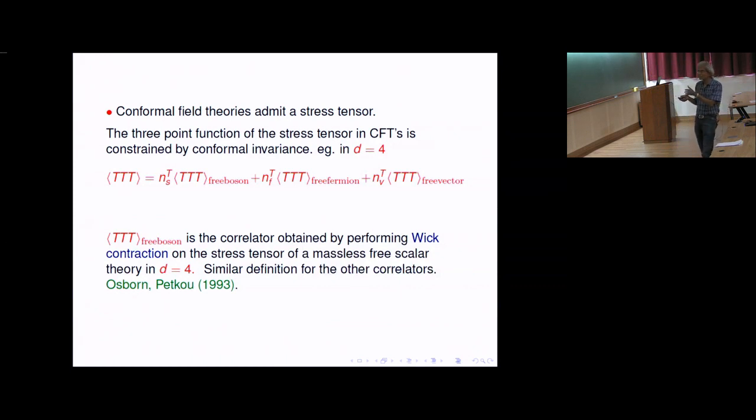And another tensor structure is that when you do Wick contractions of free fermion theory, there's a coefficient, and similarly a free vector theory. This is in 4 dimensions. So this breakup was found by Osborn and Petkou long before AdS/CFT. And it's very, I mean, the theory is completely specified, at least for this 3-point function, by these numbers. And these numbers need not be integers. For free theories, they are integers, but they need not be integers, and they can depend on the theory.